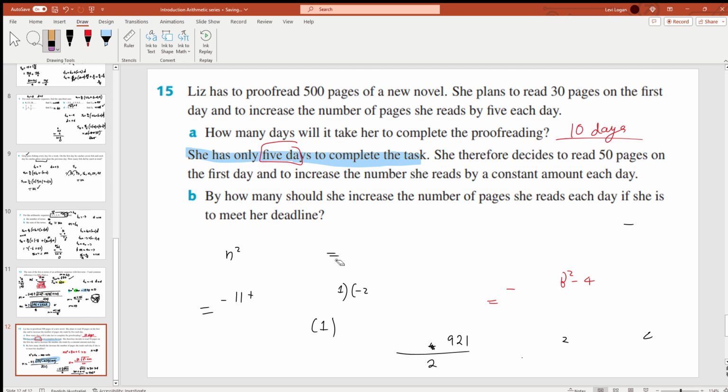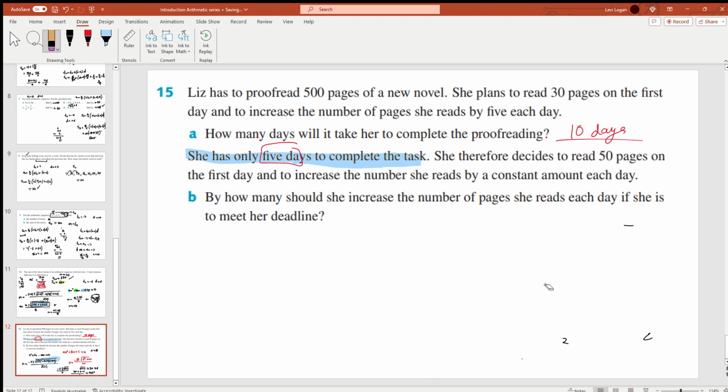Alright, so now she's changed it. Now she needs 5 days to complete the task. So obviously she's going to increase her game of reading, because with 10 days, she pretty much needs to halve that time straight away. So now her first term is 50 pages, so T of 1 is 50, and she plans to increase the number she reads by a constant amount each day.